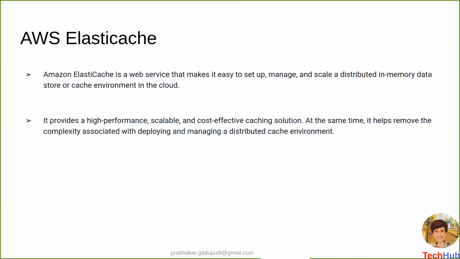So Amazon Elasticache is a web service that makes it easy to set up, manage, and scale a distributed in-memory data store or a cache environment in the cloud. And why do we need Elasticache? With the help of Elasticache, it provides high performance, scalable, and cost-effective caching solutions. At the same time, it helps to remove the complexity associated with deploying and managing a distributed cache environment. So with the help of Elasticache, we can improve the performance and the scalability and reduce the cost of our existing solution.